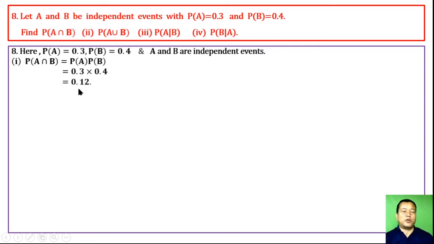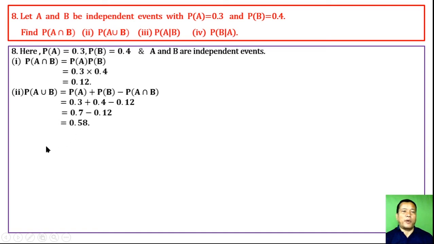Putting their values, 0.3 times 0.4, their product is 0.12. For Roman number 2, we have P(A union B) is equal to P(A) plus P(B) minus P(A intersection B). Put their values. P(A) is 0.3, P(B) is 0.4, P(A intersection B) is 0.12. Subtracting, we get 0.58.